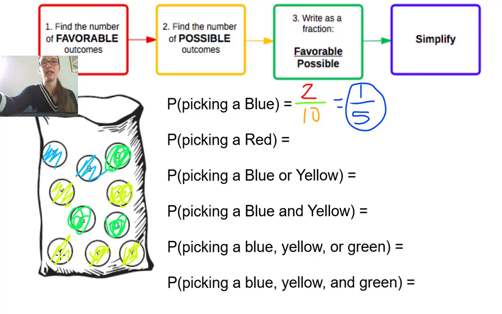Now the probability of picking a red. Well, there's 0 red. There's 10 possible outcomes. I write it as a fraction, and I simplify. The probability of picking a red is 0, or 0%.